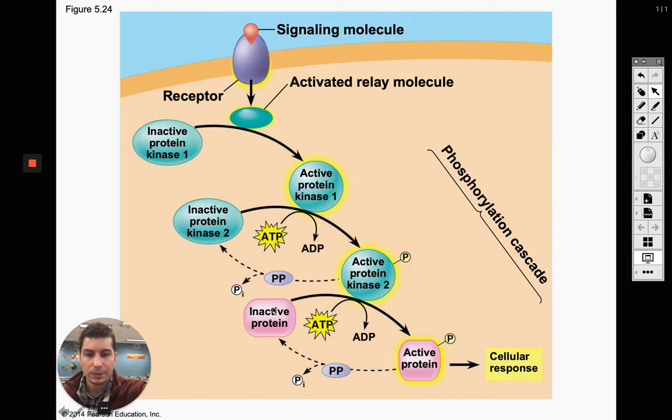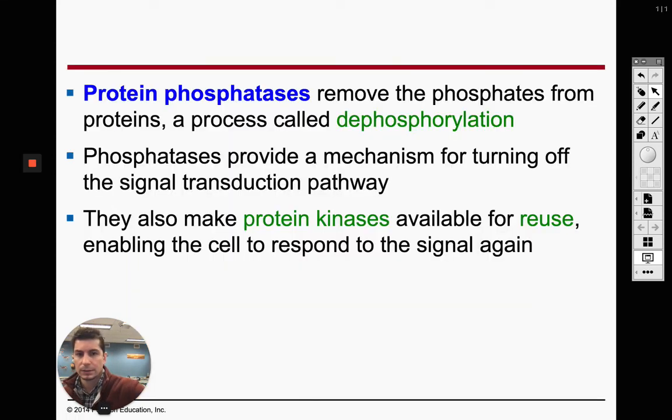After all that happens, we have our inactive protein. Our last kinase is going to activate that protein, and then we will get some type of cellular response. Okay. So the opposite of a kinase is a phosphatase. They are going to remove the phosphates from our protein. So we need the kinases to add the phosphates, and we are going to need the phosphatases in order to take the phosphate away.